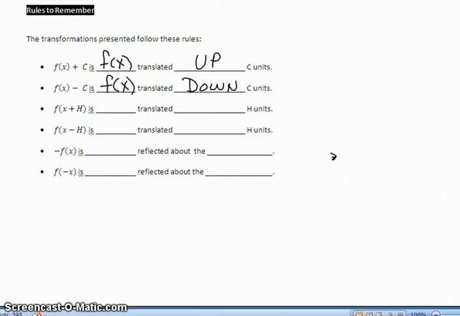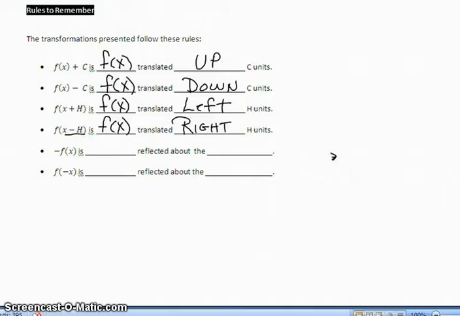When we have a constant added on the inside, we have f of x, and normally we would think right when we're adding a positive, but remember when it's inside the function we go in the opposite direction, so that goes left h units. When we have f of x and we're subtracting h inside, that's the function f of x, and it is going right h units, not 8 units.